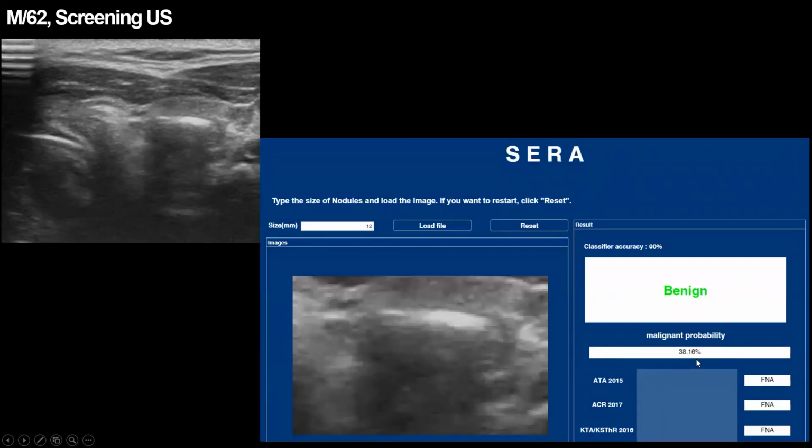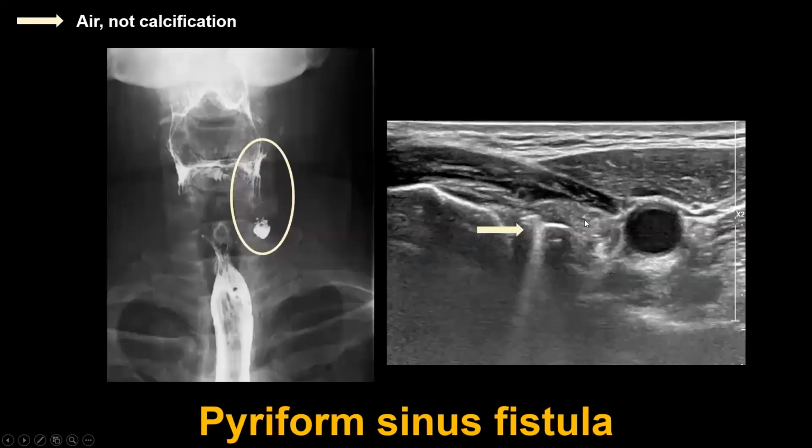Here, we have a 62-year-old man who was referred for FNA at our institution after a calcified thyroid nodule was detected on screening ultrasound. Again, is this cancer or not? The CAD value was not high. However, FNA was indicated for the nodule according to 3 guidelines. The nodule was diagnosed as a piriform sinus fistula. The hyperechoic area was due to air, not calcification.